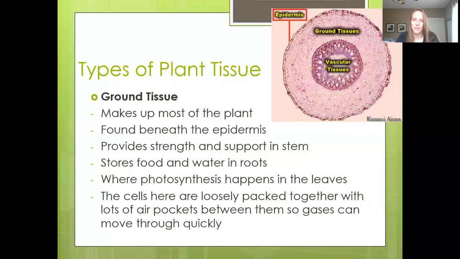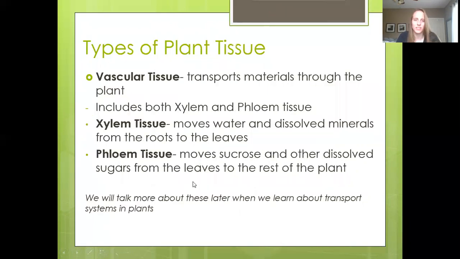And then underneath that, you can actually see it in the middle of this picture here. We have the vascular tissue, and the vascular tissue is responsible for transport in plants, which we have a whole lesson on later. But essentially, the xylem and the phloem tubes, or the xylem and phloem tissue that makes up those tubes, are under the umbrella of vascular tissue. The xylem tube moves water and dissolved minerals from the roots, where they're absorbed through the root hairs, up to the leaves, where that water can be used for photosynthesis.